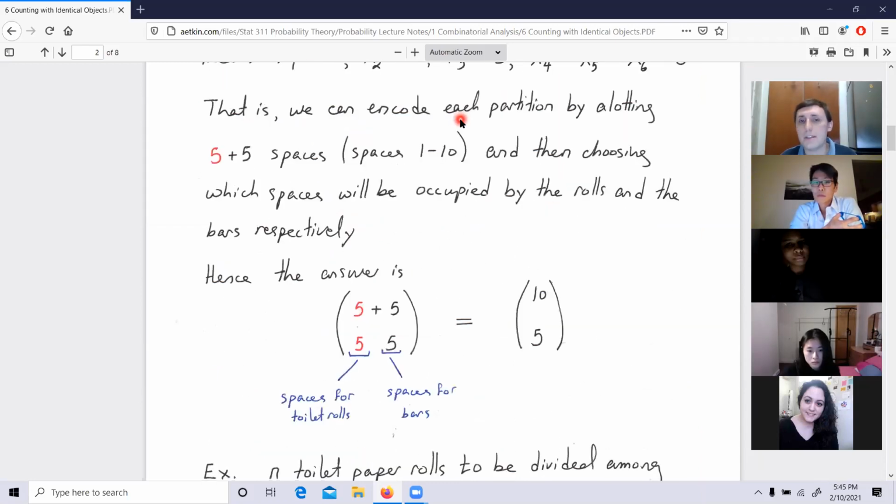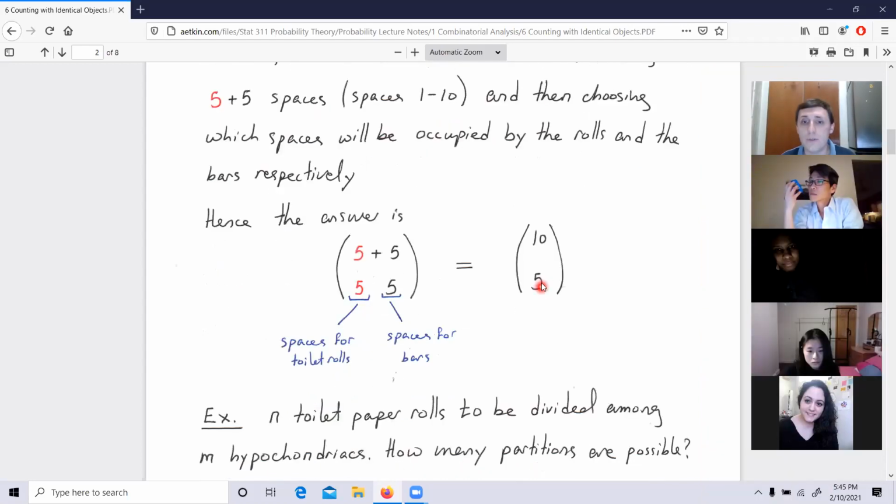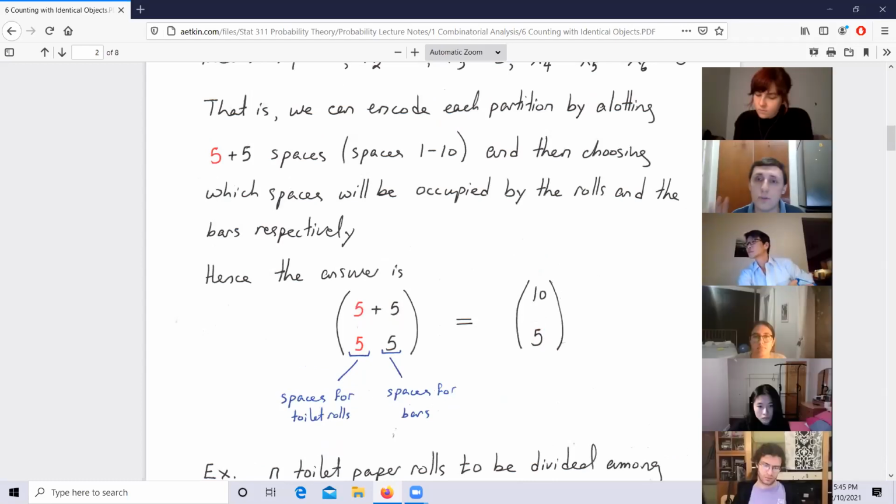So the situation is now very simple. Just choose the spaces to be occupied by the bars, or equivalently choose the spaces to be occupied by the toilet paper rolls. So the answer is 10 choose 5. 10 choose 5 meaning 10 spaces, choose the 5 spaces allotted to the toilet paper rolls, or equivalently choose 5 spaces allotted to the dividing bars. Once you know where the bars are, you know where the toilet paper rolls are, and that determines the unique situation. Make sense?